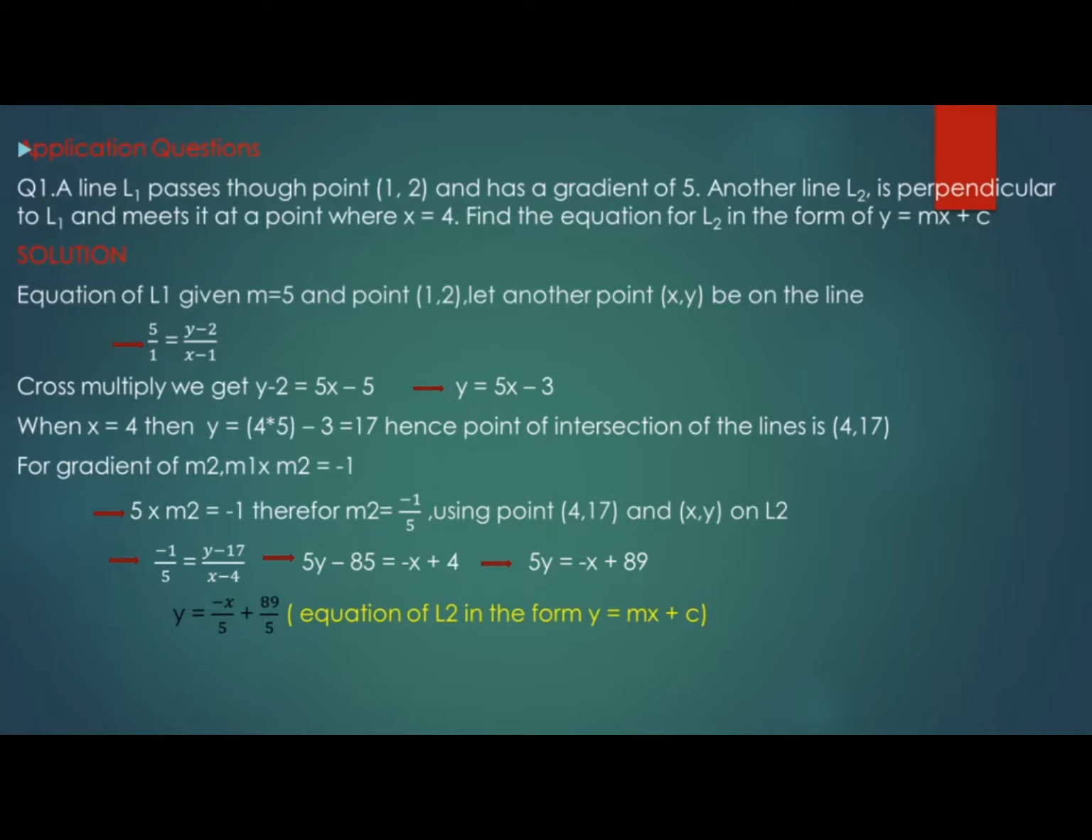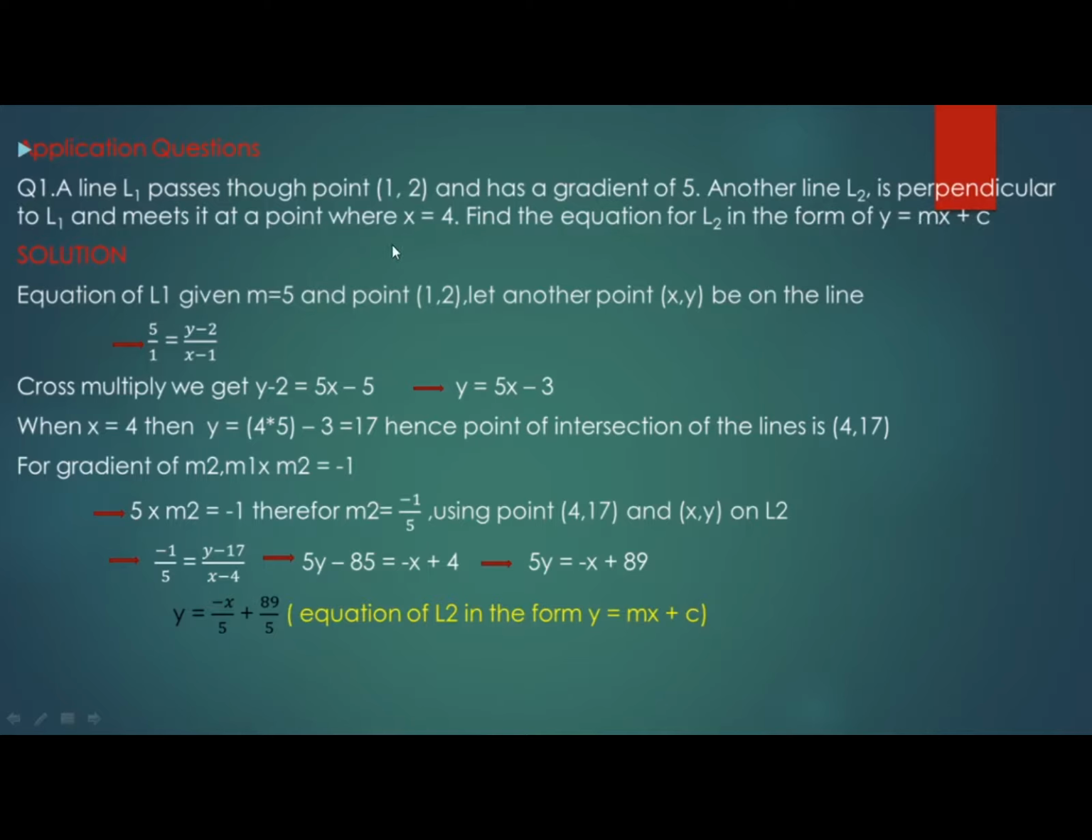A line L1 passes through the point (1,2) and has a gradient of 5. Another line L2 is perpendicular to L1 and meets it at a point where x equals 4. Find the equation of L2 in the form y equals mx plus c. The form you are told is very essential, and it is not always the same. The form can change, so always remember to write your final answer in the form given. Otherwise, you lose the answer mark.